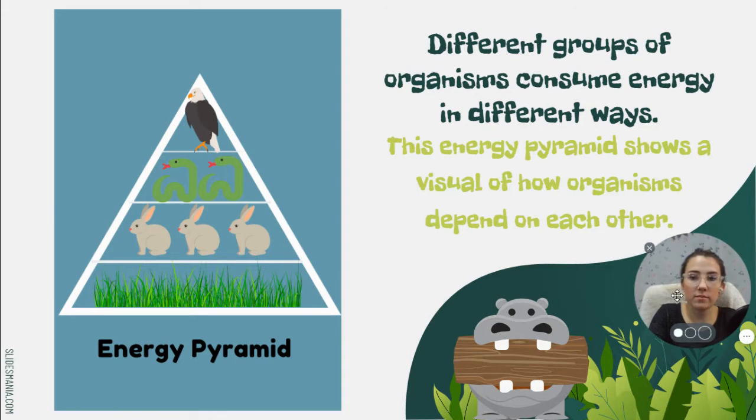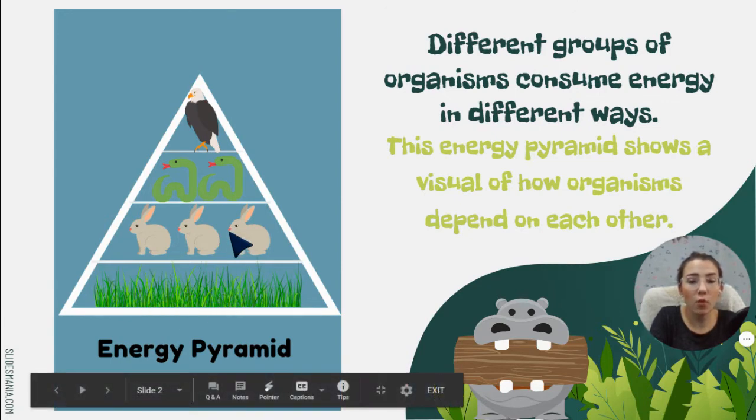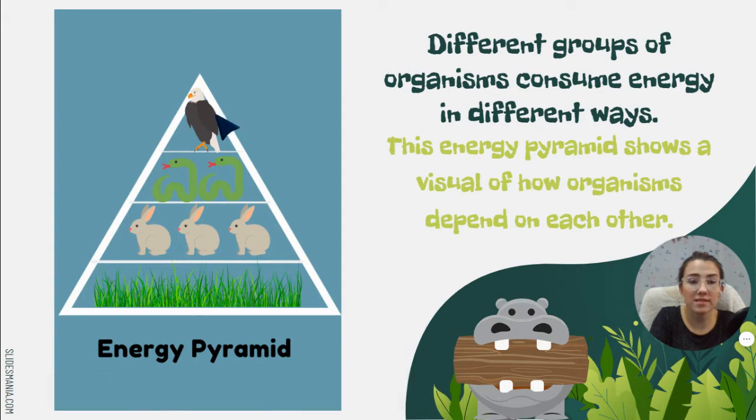So let's start here. We know that different groups of organisms consume energy in different ways, okay? This is a visual to help you see that. I want you to notice that on the bottom, this is grass. We just learned about photosynthesis, which is how plants get their energy. Grass is a plant, so grass does photosynthesis. We know that bunnies eat, so do snakes, and so do eagles, okay? I want you to notice which one has the largest spot on the pyramid, which one has the smallest spot, which one has the most of their organism.